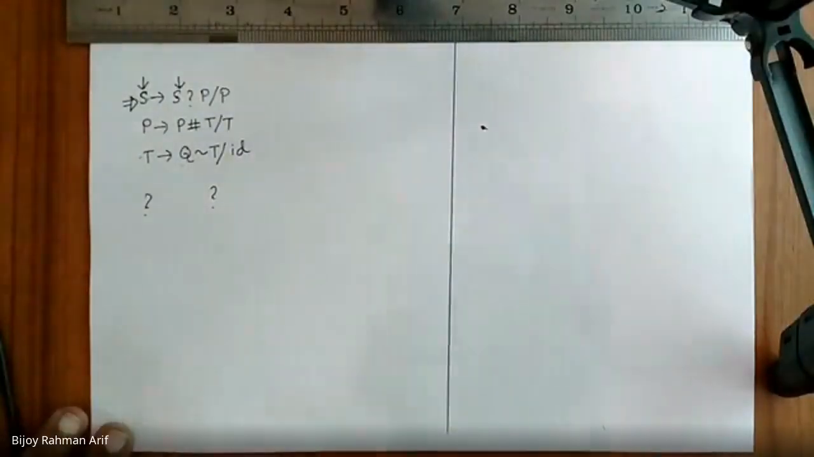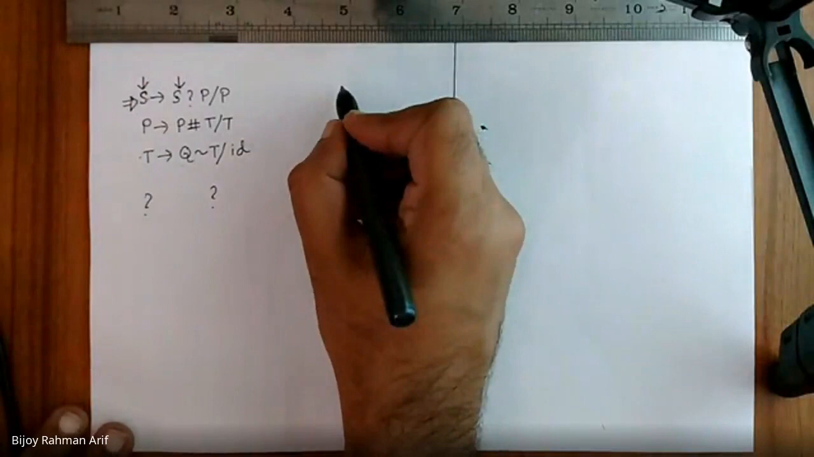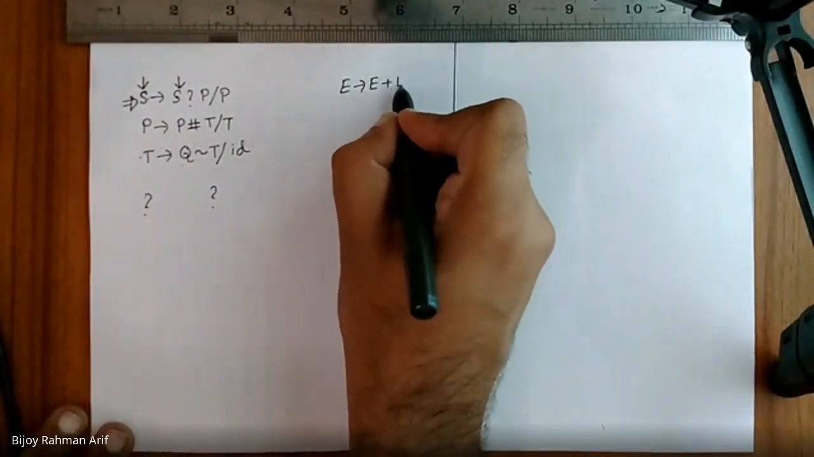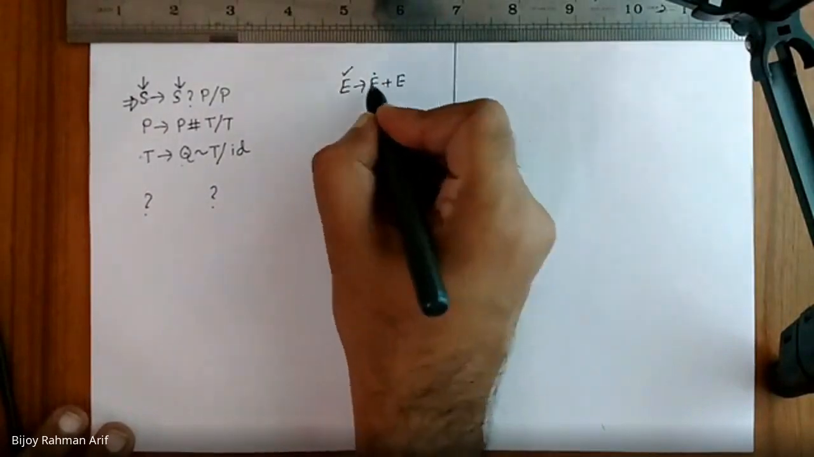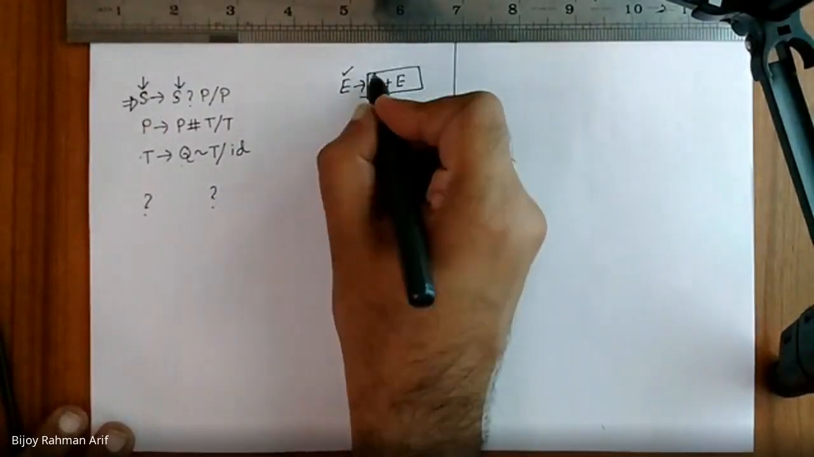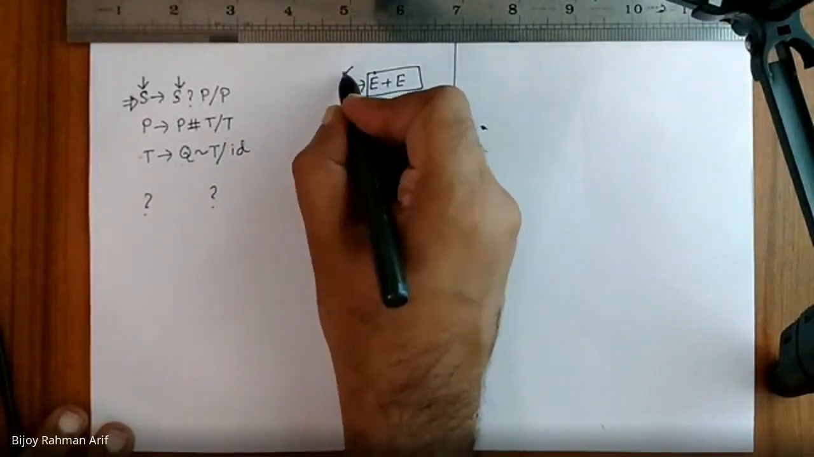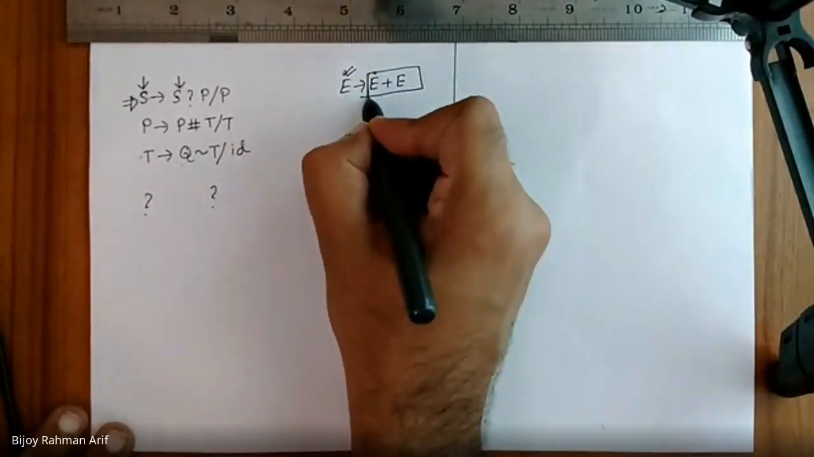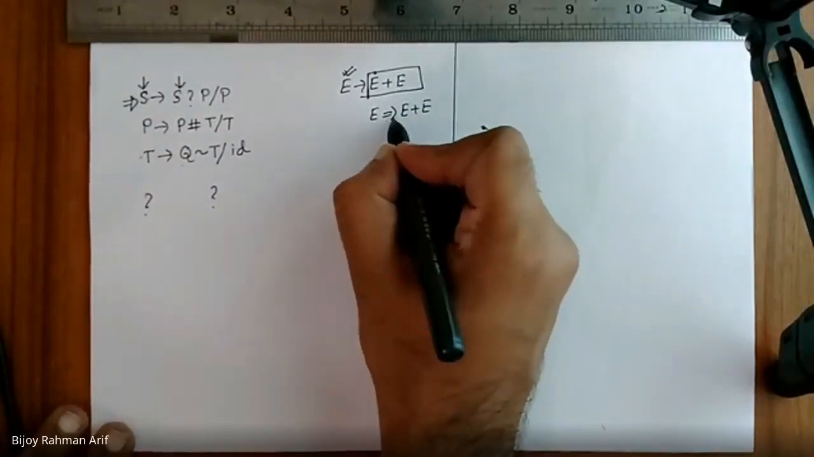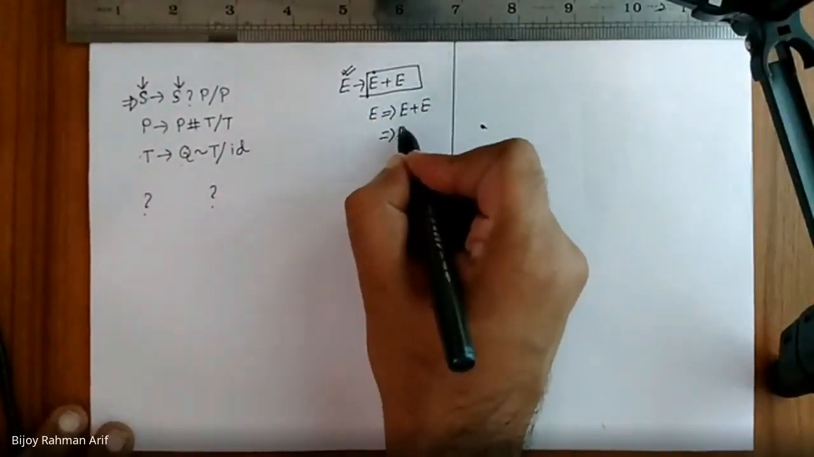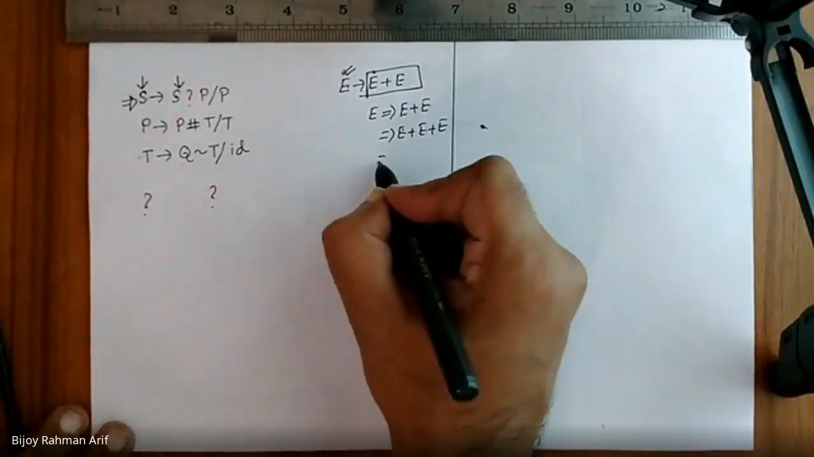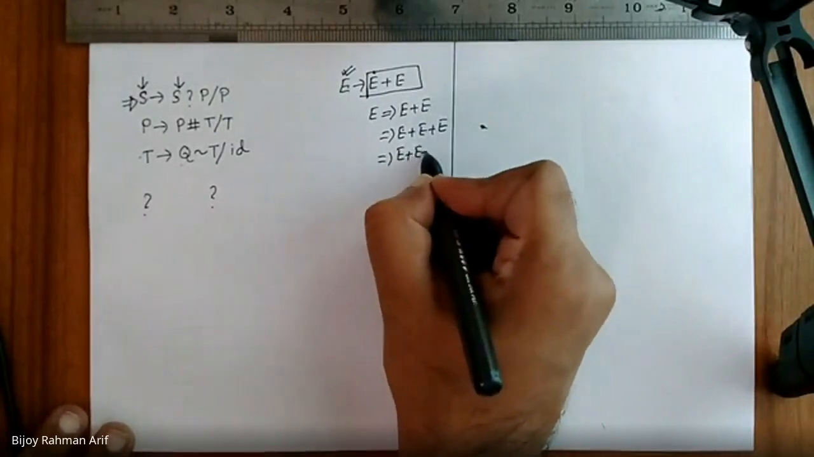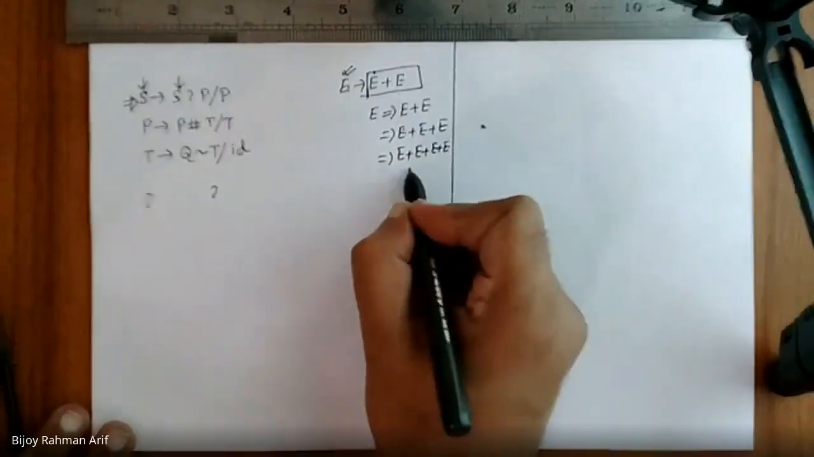Why don't you understand the recursion? E derives E plus E. This E you can consider as this E, then you can replace it with this product. Then again this E can be considered as this E and replaced with this product. Then this E can be replaced with E plus E plus E plus E. This way it will continue. Then it is called recursion.